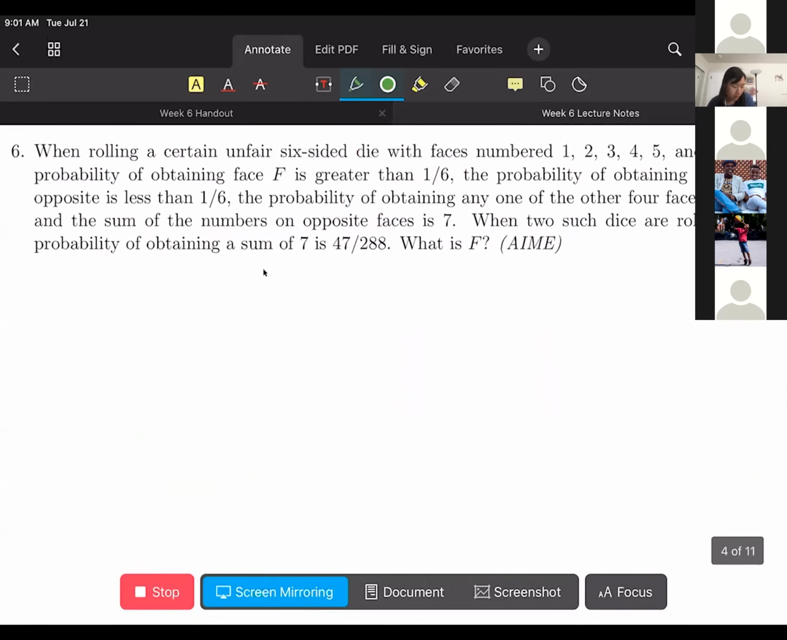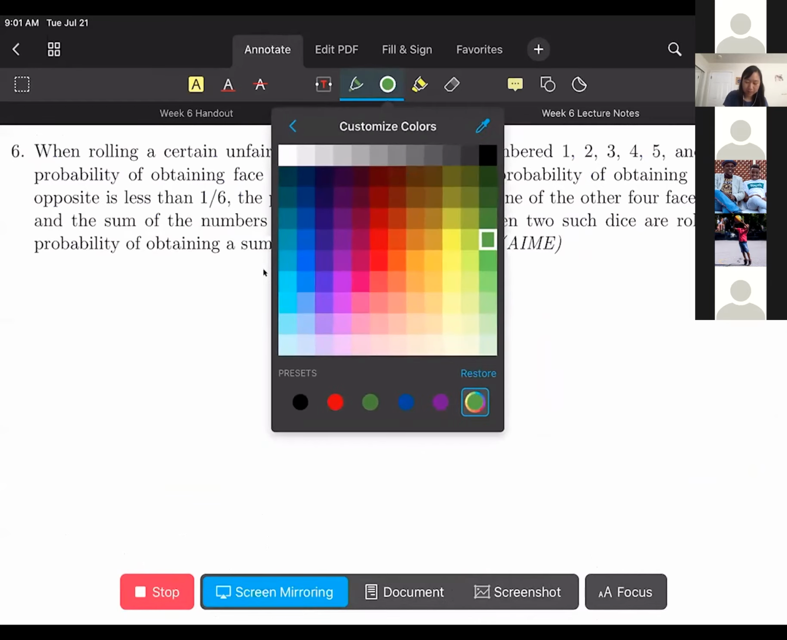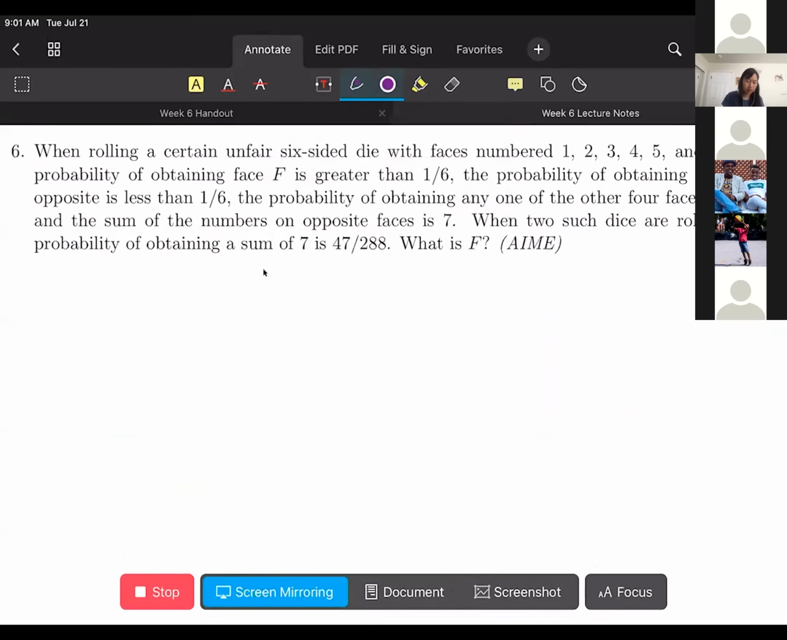Then I found one more, and then we'll end the algebra part with this one. So this one's another sort of die problem. When rolling a certain unfair 6-sided die, with faces 1 through 6, the probability of obtaining face F is greater than 1/6. The probability of obtaining the face opposite is less than 1/6. The probability of obtaining any one of the other 4 faces is 1/6. And the sum of the numbers on opposite faces is 7.